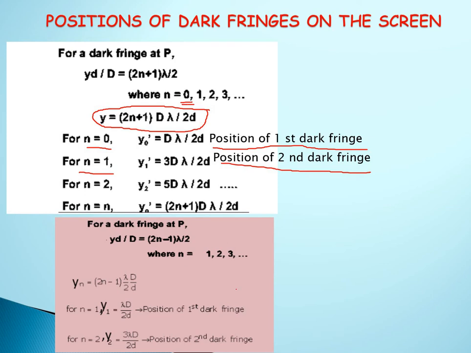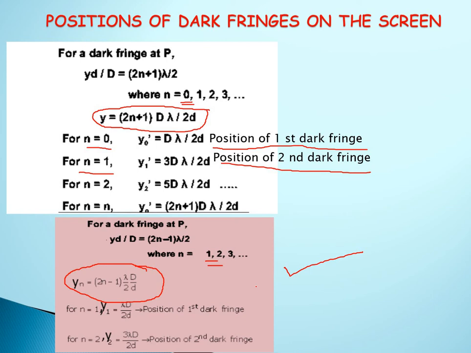So we have studied an alternate equation. Here, (2n minus 1) lambda by 2. So yn is equal to (2n minus 1) lambda D by 2d, where n starts with 1. Here, for n equal to 1, we get y1 is equal to (2 into 1 minus 1) lambda D by 2d, the position of the first dark fringe. When n is equal to 1, we are getting the position of the first dark fringe. When n is equal to 2, we are getting the position of the second dark fringe. So we will be following this equation in solving numericals and for this derivation.